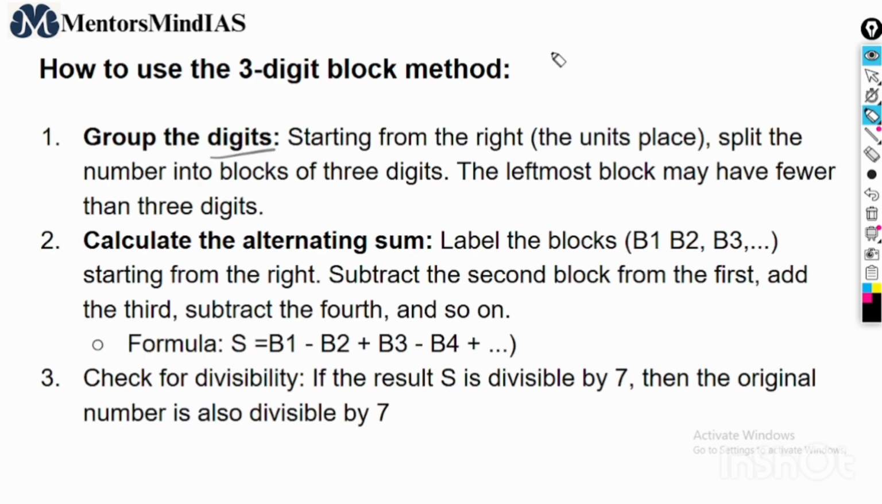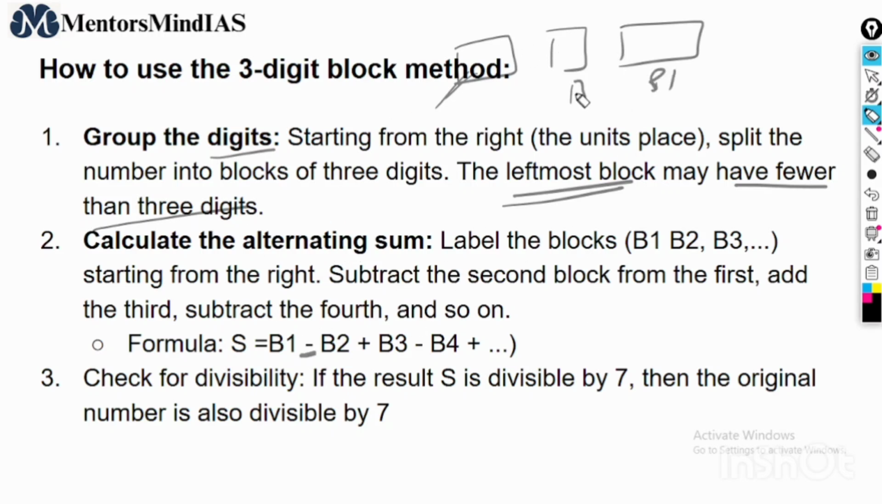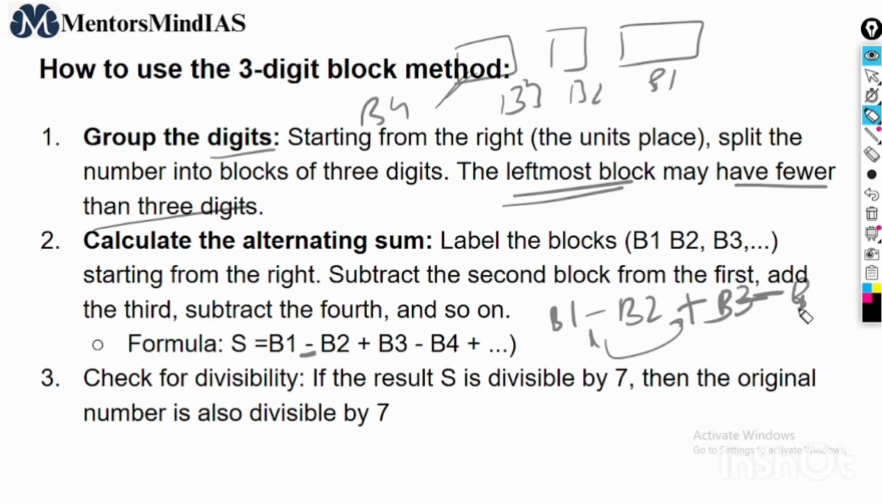First, group the digits. You have a large number of 3-digit blocks. Make the 3-digit blocks. The leftmost block might have fewer than 3 digits. Now calculate the alternating sum. Start with subtraction. Say the blocks are B1, B2, B3, B4. So B1 minus B2 plus B3, now minus B4, and so on.